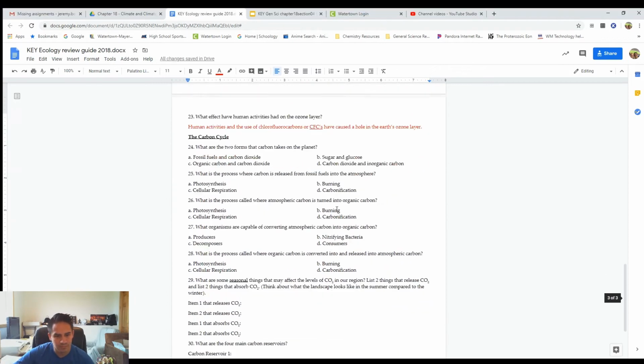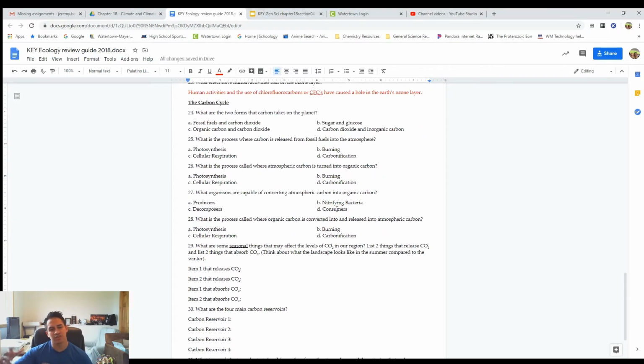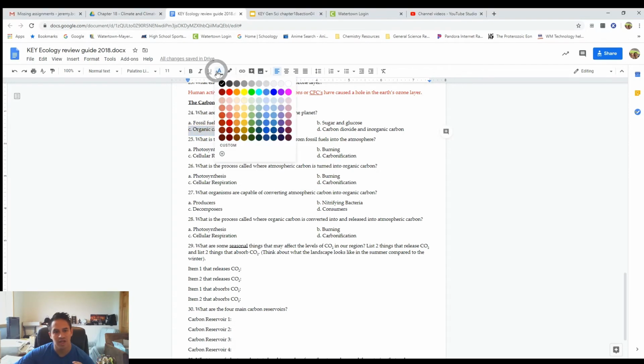Okay, and this last stuff is on the carbon cycle. Now, this wasn't specifically in the textbook notes, but this was in a video that you had to watch. So if you watched that video, this is all basically going to come from that. So what are the two forms that carbon takes on the planet? In that video, I talked about two types of carbon: organic carbon and carbon dioxide. Remember that organic carbon is carbon found in living organisms or things that used to be alive. And carbon dioxide is a gas, typically found in the atmosphere, but it can also be found dissolved in the oceans.